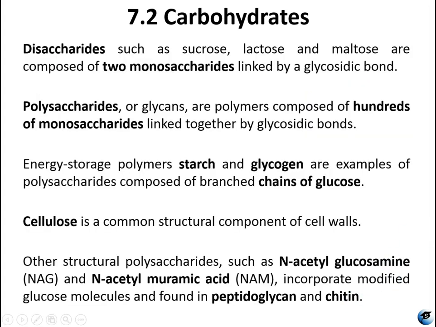Sucrose, lactose, and maltose. And these are composed of 2 monosaccharides that are linked together, again by glycosidic bonds. Polysaccharides are polymers that have hundreds of monosaccharides. So these are very, very big carbohydrates. Starch and glycogen are examples of polysaccharides.